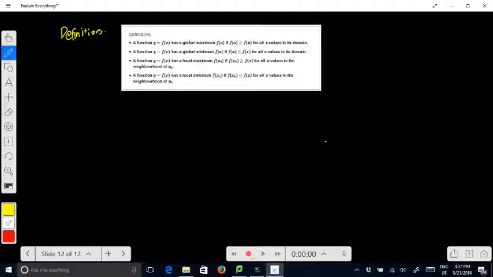So we're just going to look at some definitions here to start off with. A function f of x has a global maximum f of a if f of a is greater than or equal to f of x. A function has a global minimum if it's less than f of x for all x values. The function has a local maximum if the point is greater than points on f of x around the neighborhood, and same for the minimum. So it probably doesn't make much sense, but we'll have a look at an example.